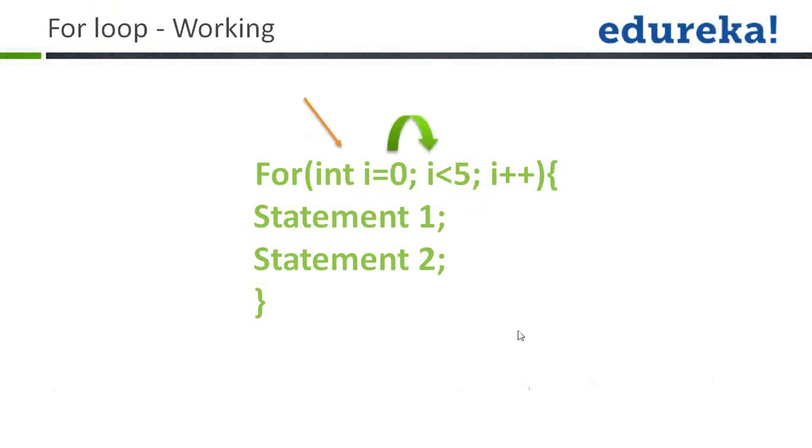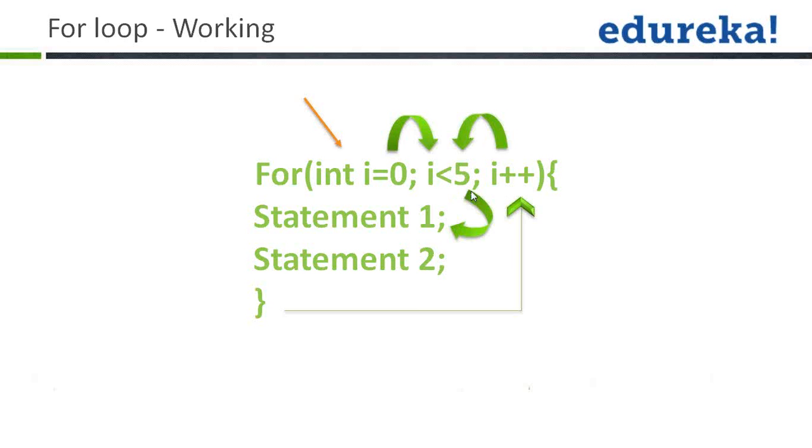After that, the condition is checked. If the condition is true, it goes inside and executes the statements. After executing the statements, it comes back and increments the value of i. After incrementing, it checks the condition again. If it is true, it moves inside and executes the statements once again. This cycle keeps on revolving till the condition is false.